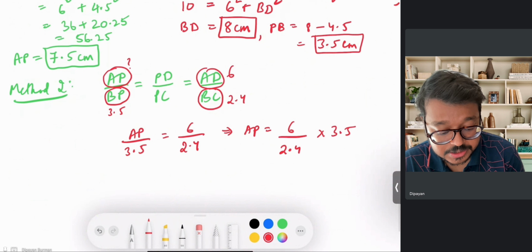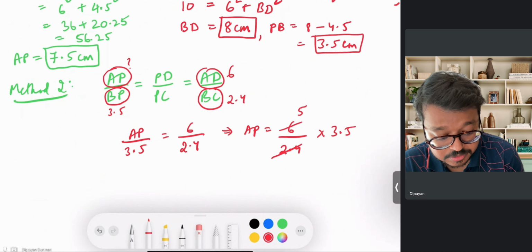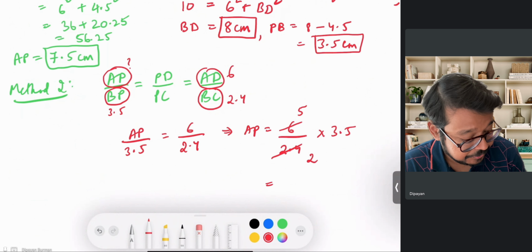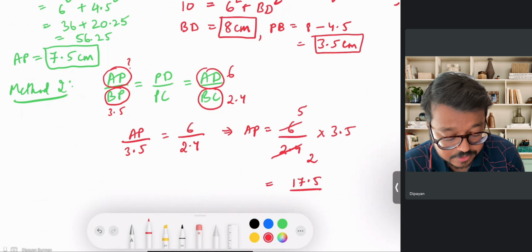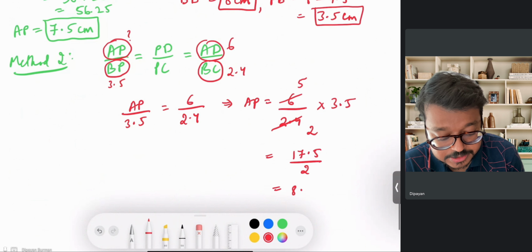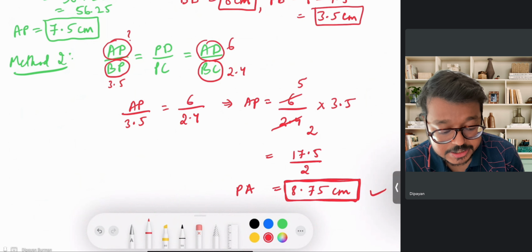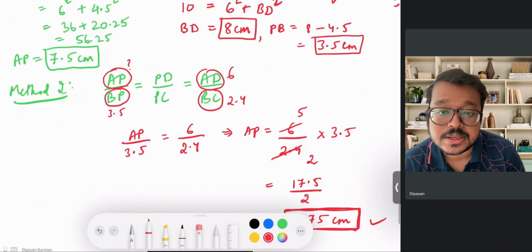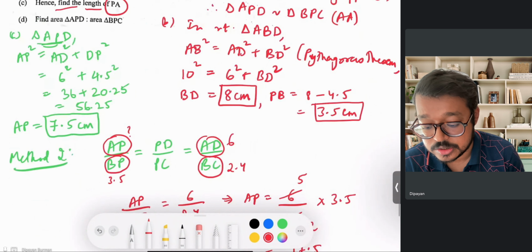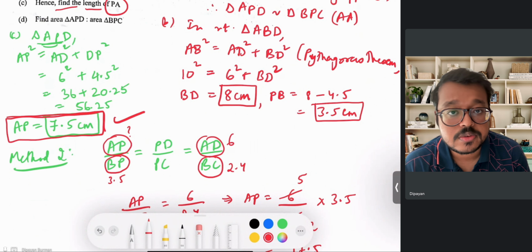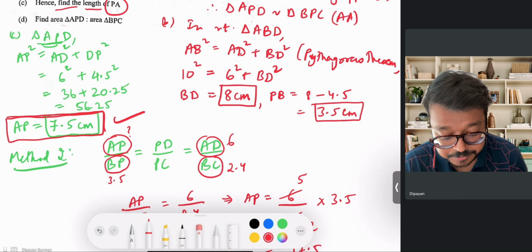So if I do some simplification, I will get 5 times 3.5 is 17.5 by 2. I will get 8.75 centimeter. So the length of AP or PA can be either 8.75 centimeter by using similar triangles, or if I had used Pythagoras theorem, I get AP value as 7.5 centimeter. Both will be considered okay during evaluation.